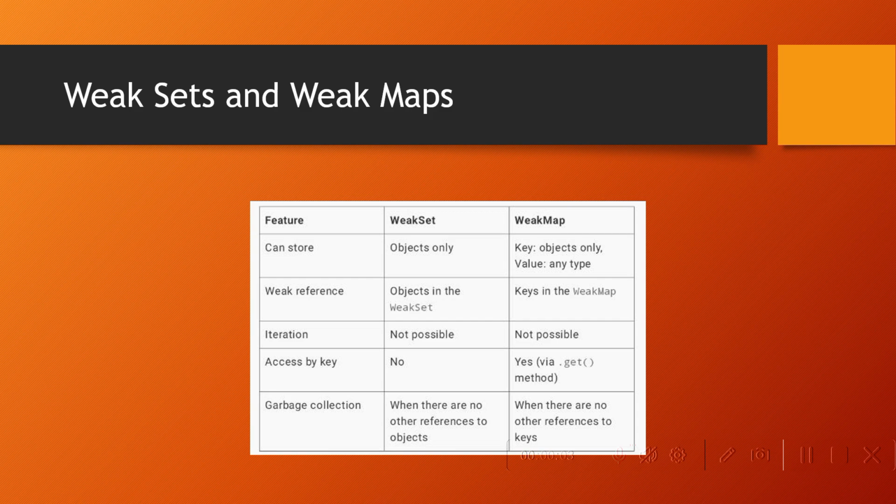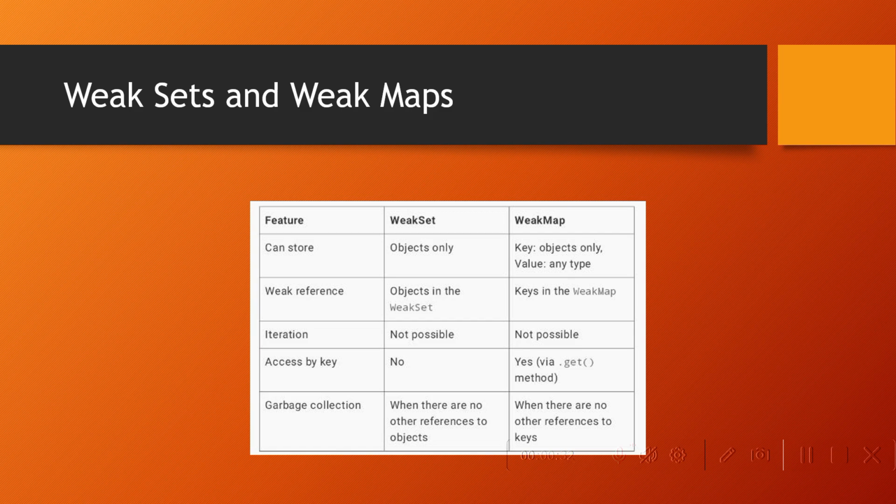Next topic is weak sets and weak maps. These are both again data structures similar to sets and maps, but they have numerous differences from them. Main difference is both weak sets and weak maps: if the values of weak sets and weak maps are deleted and initialized to null, then the garbage collection will happen, which means the object reference will be deleted to have better memory efficiency.